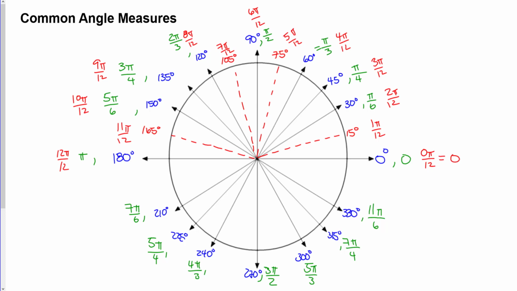0 pi over 12 is obviously 0. This would just be pi over 12, although it's not one of the angle measures we need. 2 goes into 12 6 times, so this is pi over 6. 3 goes into 12 4 times, this is pi over 4. 4 goes into 12 3 times, this is pi over 3. So these will reduce to the measures that you do need.